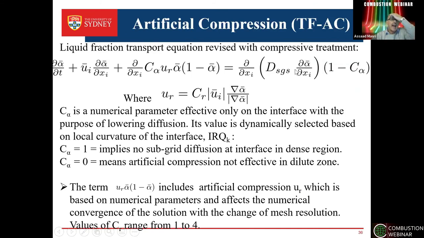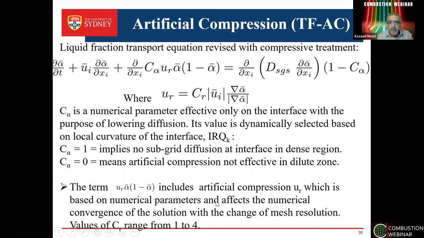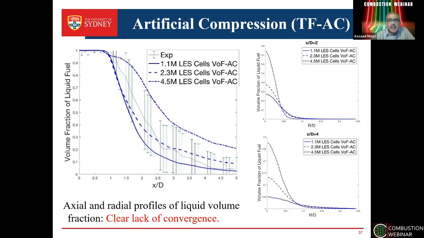The alternative approach is to add artificial compression. And with artificial compression, you add this term to the formulation, and this term has a constant C alpha, which is really a numerical parameter that is determined dynamically by referring to the local curvature of the interface. And the term on the right-hand side of that is UR alpha times one minus alpha bar, which includes the artificial compression UR, which is based on numerical parameters. The nominal value for CR, the constant that is associated with this, is about ... to determine UR ranges from 1 to 4. Again, we have tried this and again failed to get convergence with artificial compression.